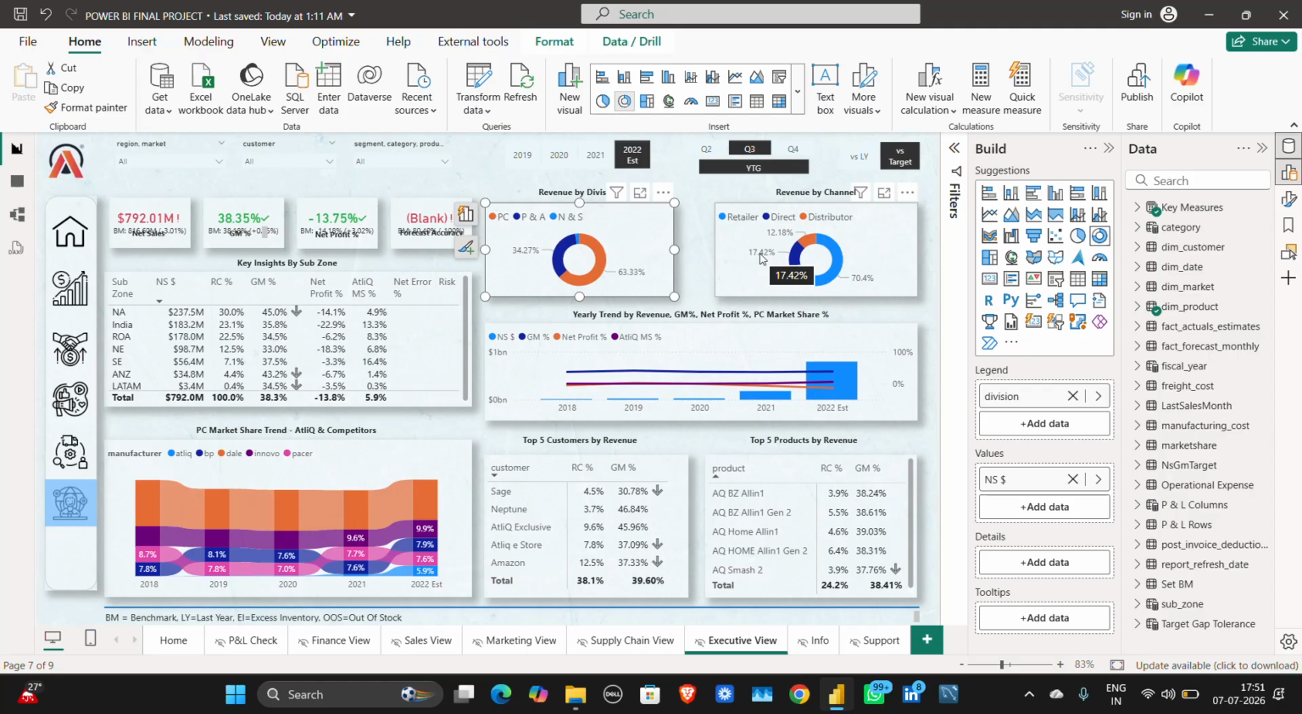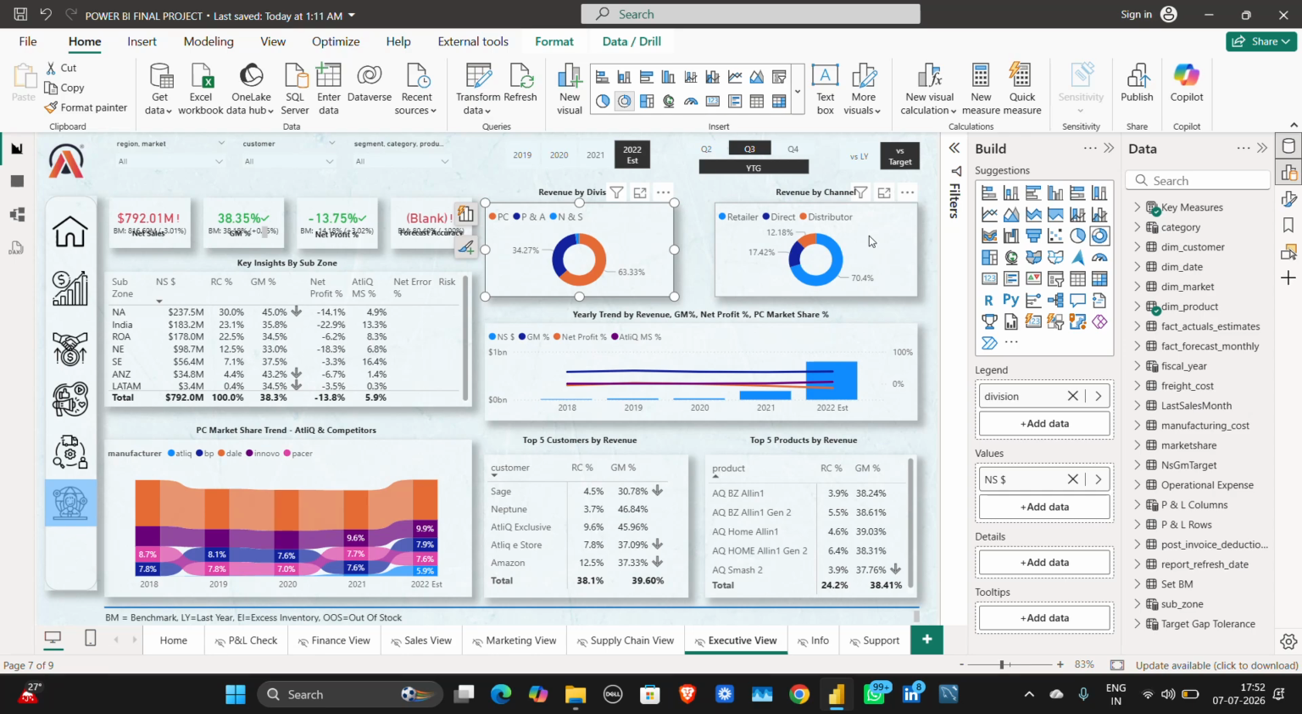Moving on to revenue by channel. This visual breaks down revenue based on different sales channels such as retailer, direct, and distributor. This helps executives understand how customers are purchasing products. For instance, if retailers generate most of the company's revenue while direct sales contribute significantly less, the business may choose to strengthen its direct sales strategy or continue investing in its strong performing channel of e-commerce or retailers, right?